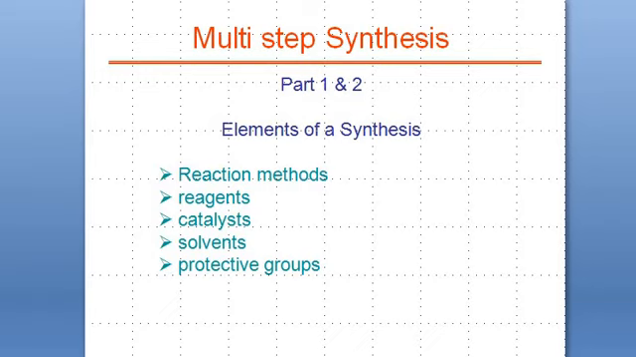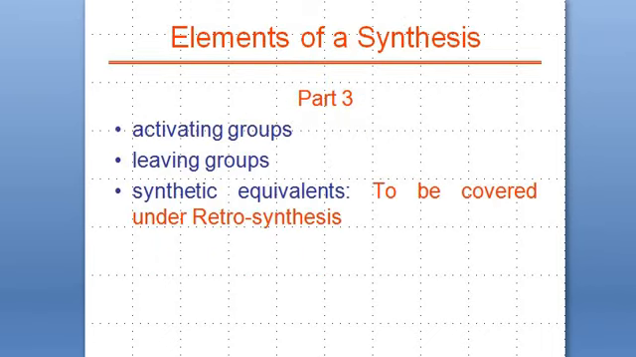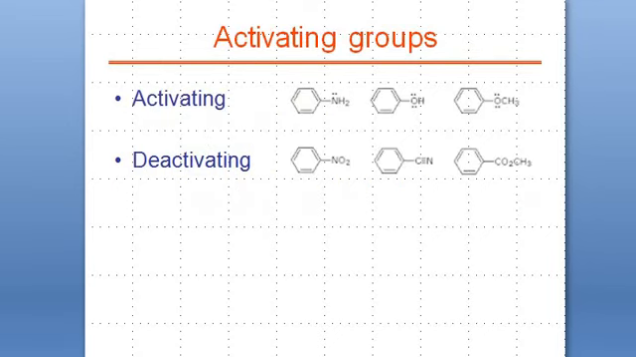In part 1 and 2 we have already covered elements of a synthesis, particularly reaction methods, reagents, catalysts, solvents and protective groups. In this part we are going to deal with activating groups, leaving groups, but synthetic equivalents will be covered under retrosynthesis, that is the next unit. So let us start with activating groups.